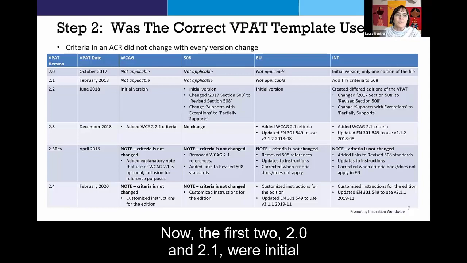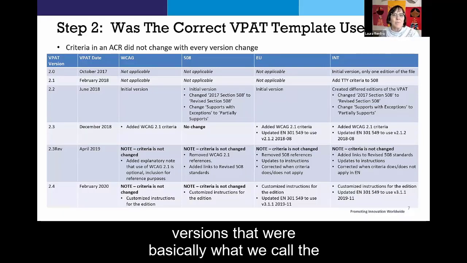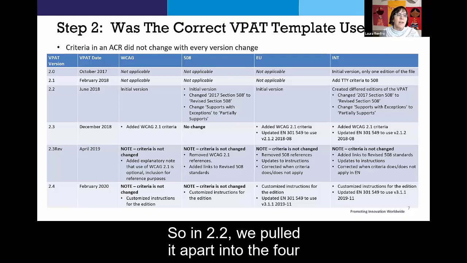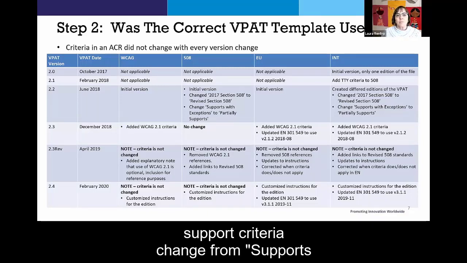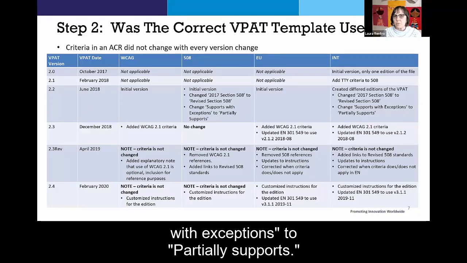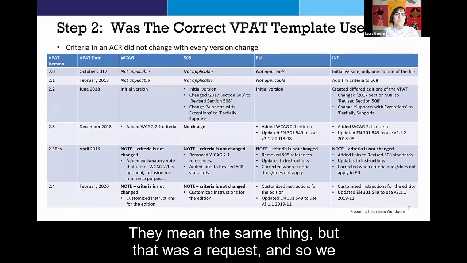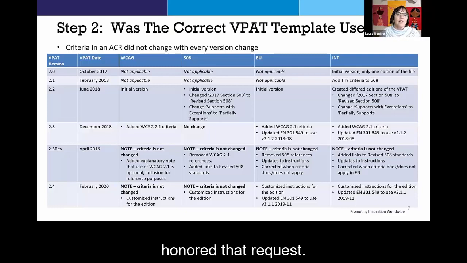Now the first two, 2.0 and 2.1, were initial versions that were basically what we call the international version now. So in 2.2, we pulled it apart into the 4 reports that we just mentioned, and made the support criteria change from supports with exceptions to partially supports. They mean the same thing, but that was a request, and so we honored that request.